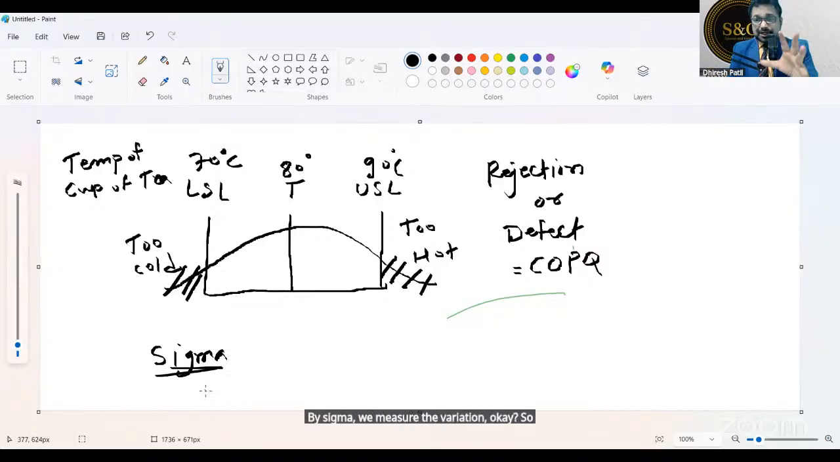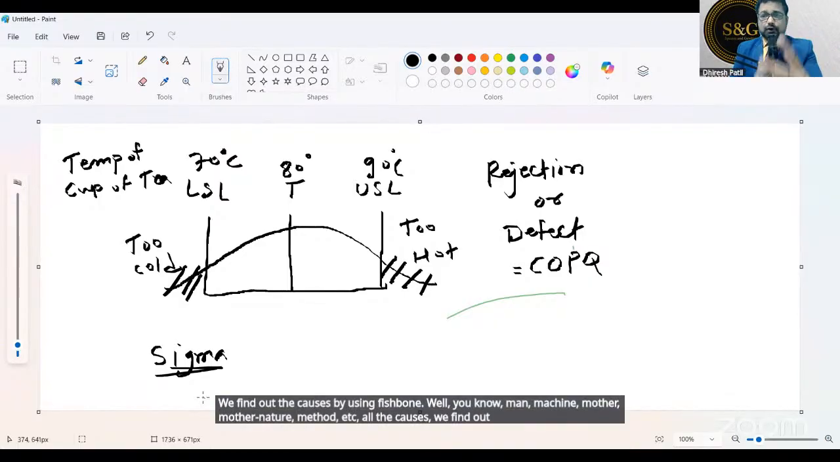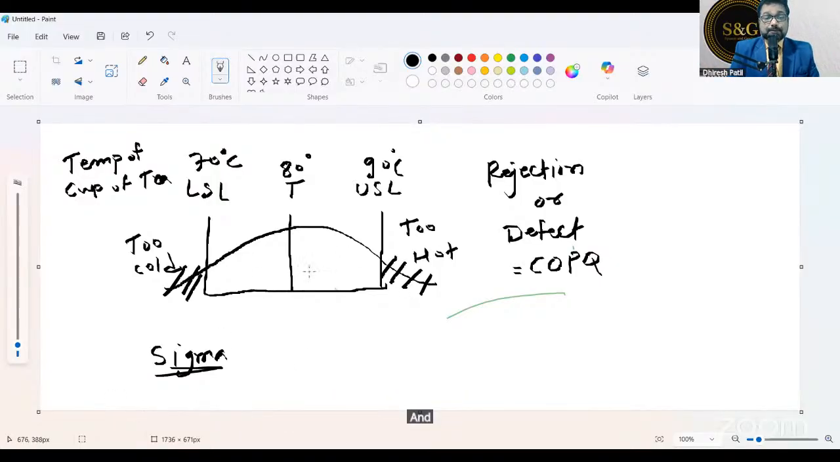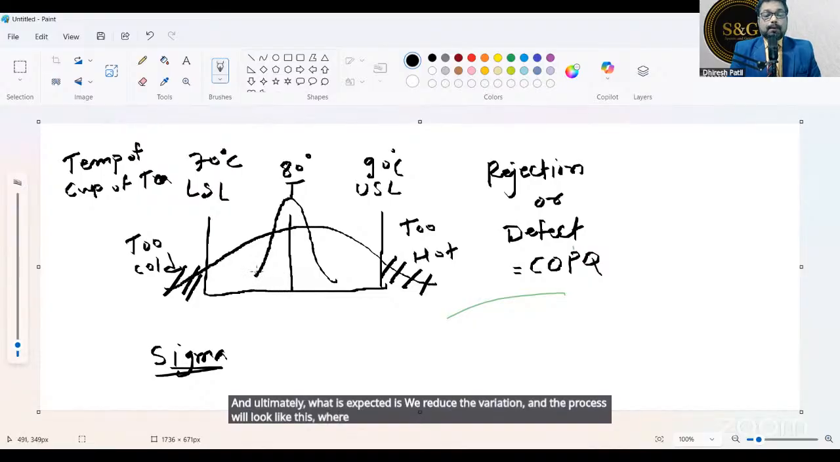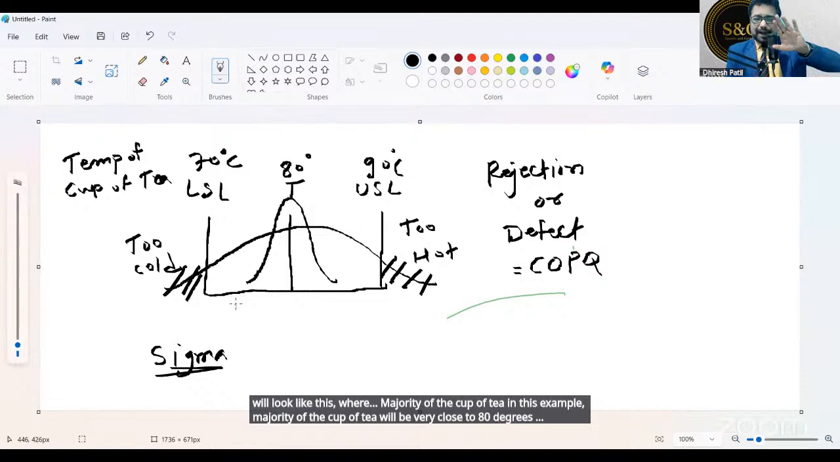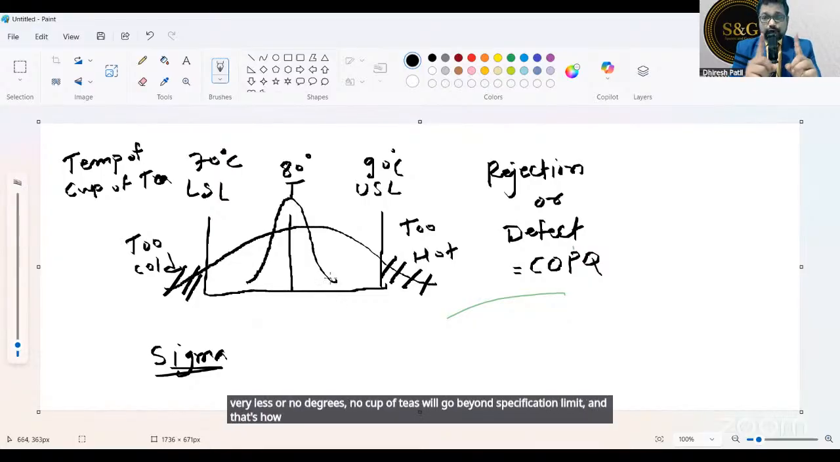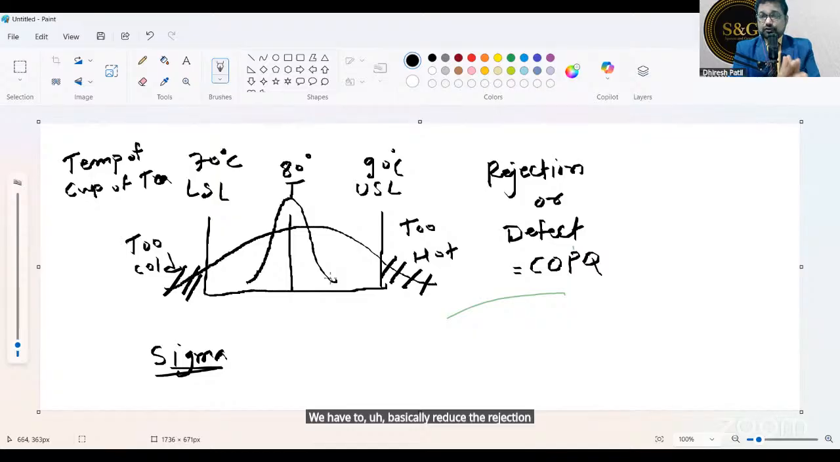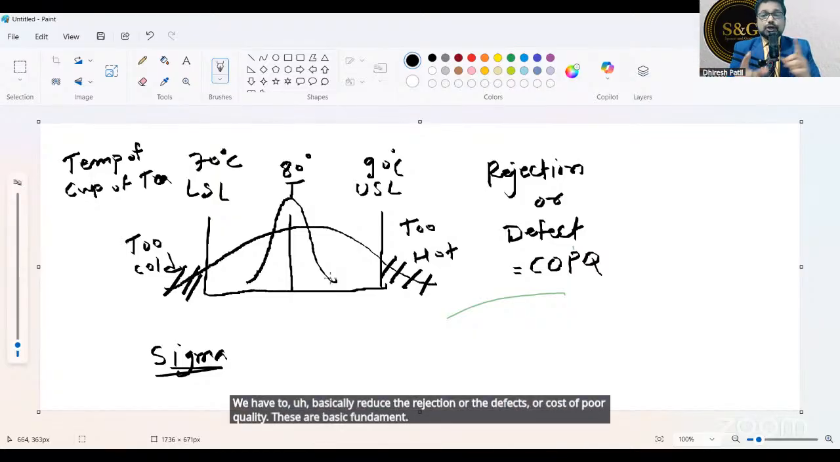So we measure the variation, we find out the causes by using fishbone, man, machine, mother nature method, etc. We find the root causes, we find solutions, and then we take action and reduce the variation. Ultimately, what is expected is that we reduce the variation and the process will look like this, where the majority of the cups of tea, in this example, will be very close to 80 degrees centigrade, and very few or no cups of tea will go beyond the specification limit. That's how we reduce the rejection, the defects or cost of poor quality. This is a basic fundamental. So sigma is a measure of it.